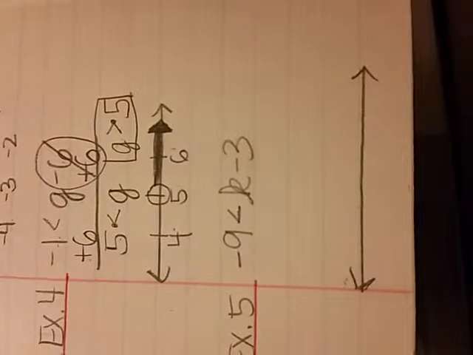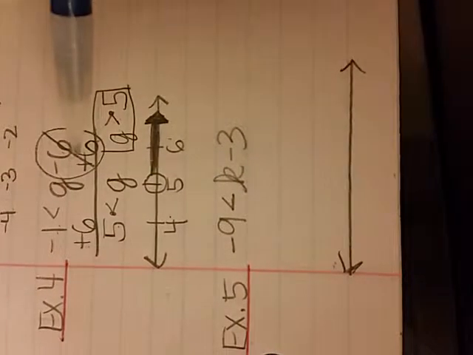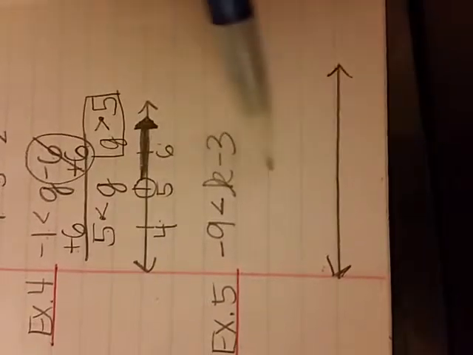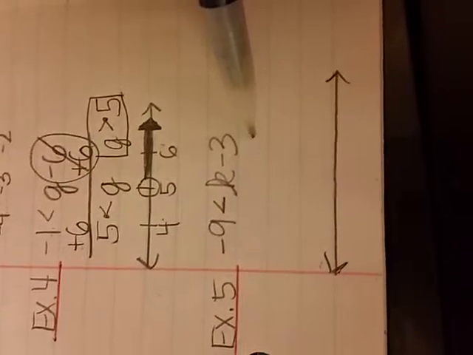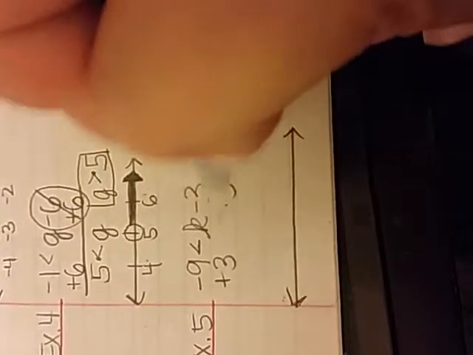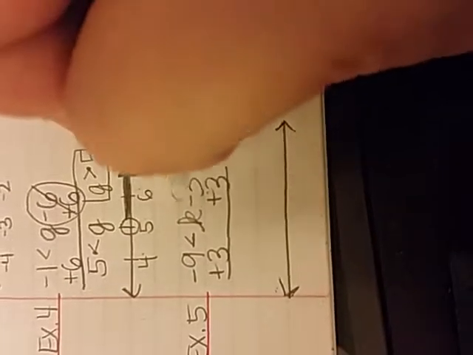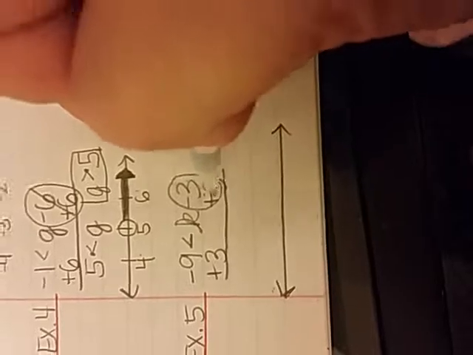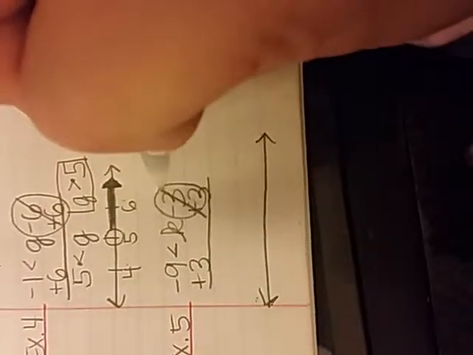Okay, number 5. Same situation as example 4. Up here, we added 6 to both sides. Now we're going to add 3 to both sides for example 5. And we are doing that to isolate the variable. -3, +3 are additive inverses. They cancel each other out. They create a 0. -9 plus 3 is -6, is less than k.